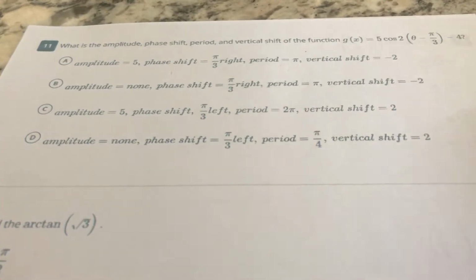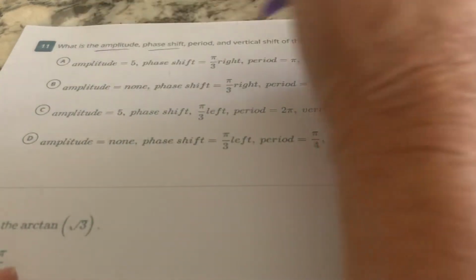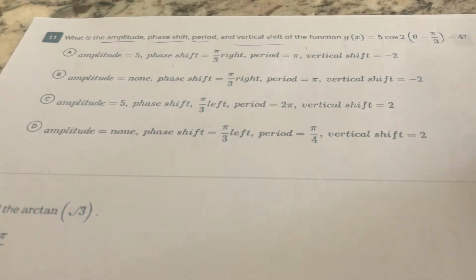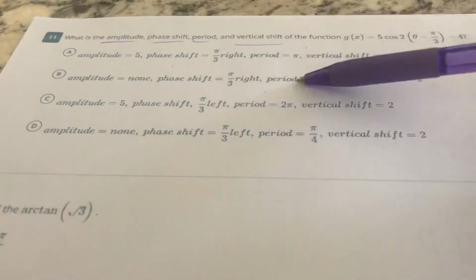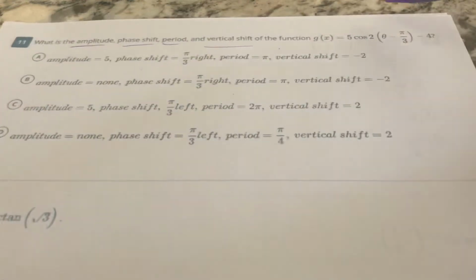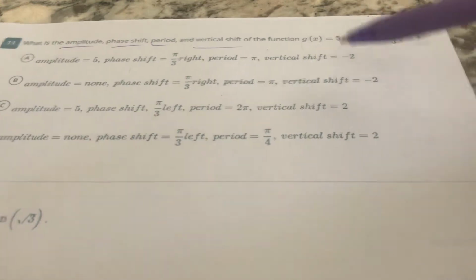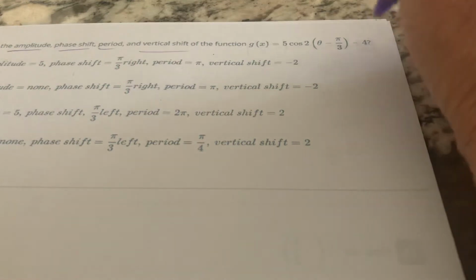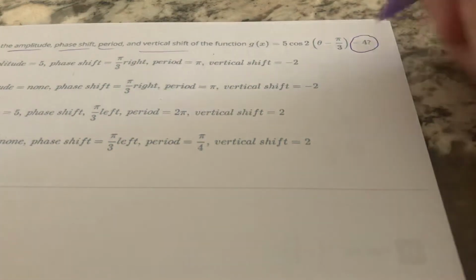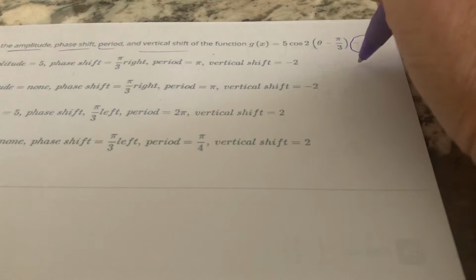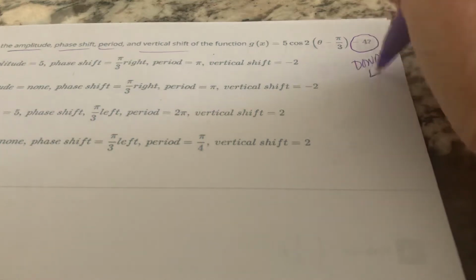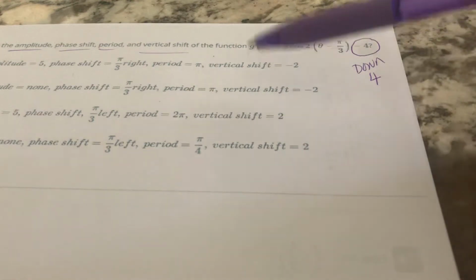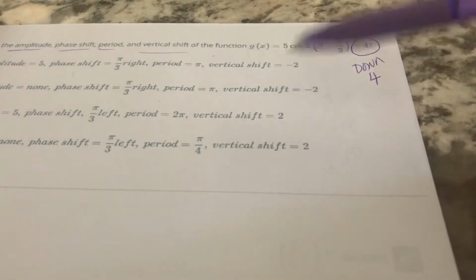Okay, and number 11. What is the amplitude, phase shift, period, and vertical shift of the function? So I talked to Mrs. Garcia about this because there was no correct answer. So she fixed it, but when I printed this out, she hadn't fixed it yet. So the issue comes with that -4 is going to be the vertical shift. So it should be down 4. And as you can see, none of these say down 4. So this version is still not okay, but let's go through and talk about it.